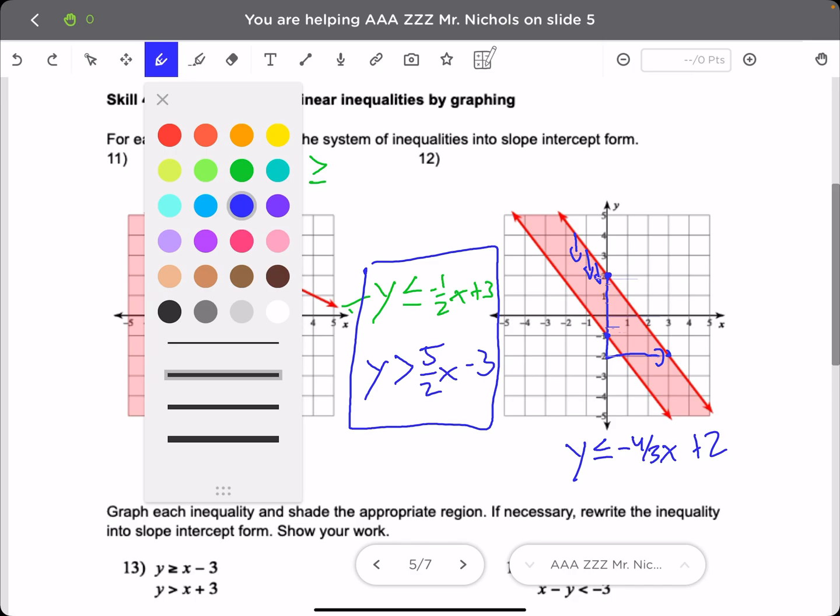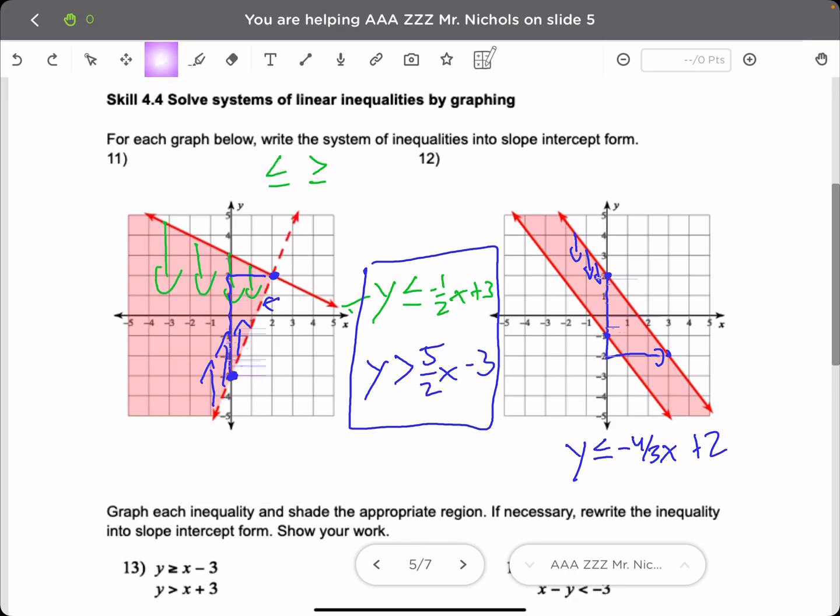Then I can switch to purple for the bottom line. We're going above, but it's parallel. It's at minus 1. So y is greater than or equal to minus 4 over 3x. And in this case, it's minus 1.